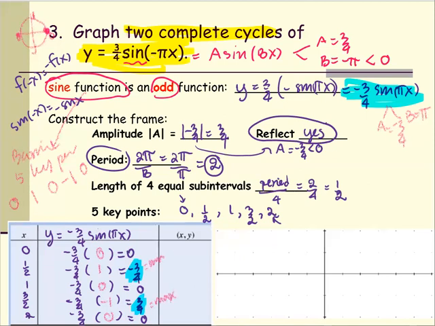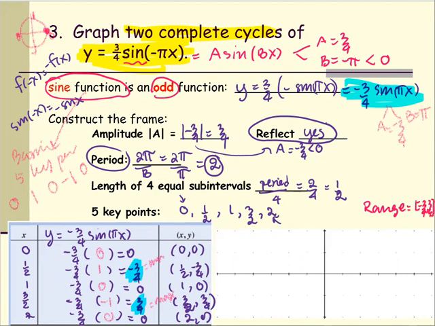In ordered pair form, the first one is 0, 0. The next is 1/2, negative 3 over 4. And the third one is 1, 0. Next one is 3 over 2, 3 over 4. The last one is 2, 0. The range of the graph is from the minimum, which is negative 3/4, to the maximum 3/4. The period that we computed is 2, and the amplitude is 3/4.